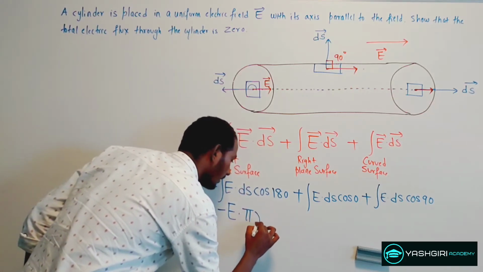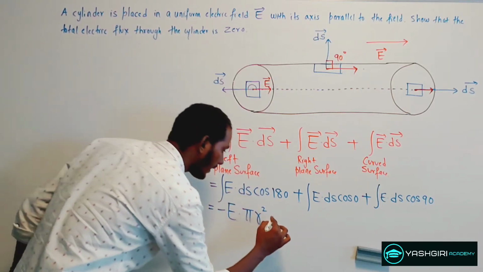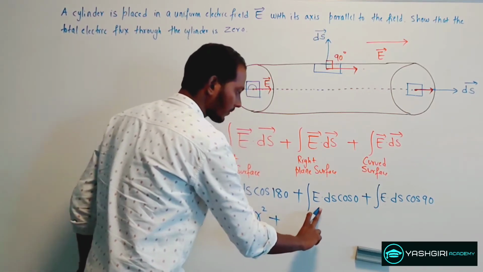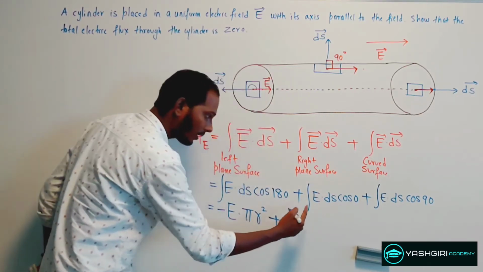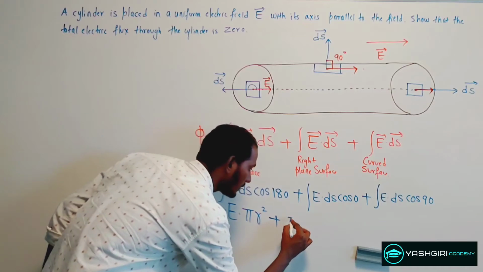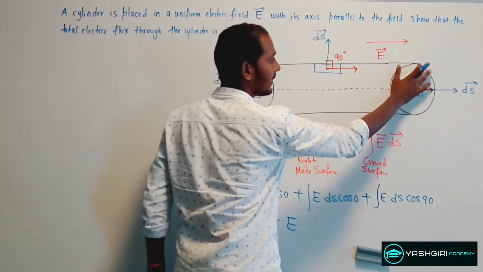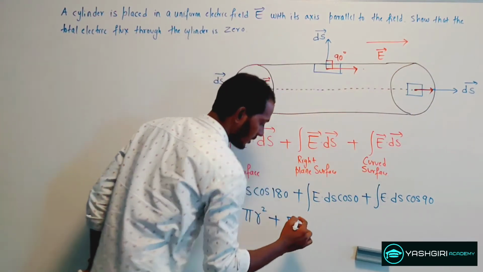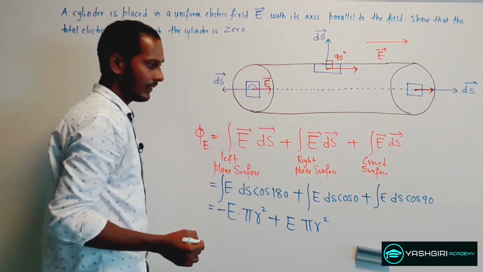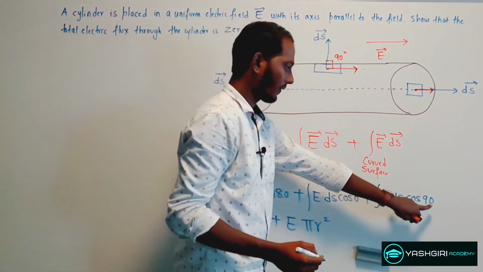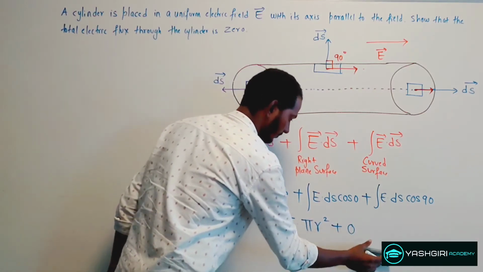So I can just write this as my pi r square. So that will give me the integral of ds plus, again here, E dot ds: cos of 0 will give you 1 into the E, so this will be E, and once again the integral of ds, the plane, again this is a circular plane, right? So that will be giving me pi r square. While in this case cos of 90 is 0, so this will be 0.